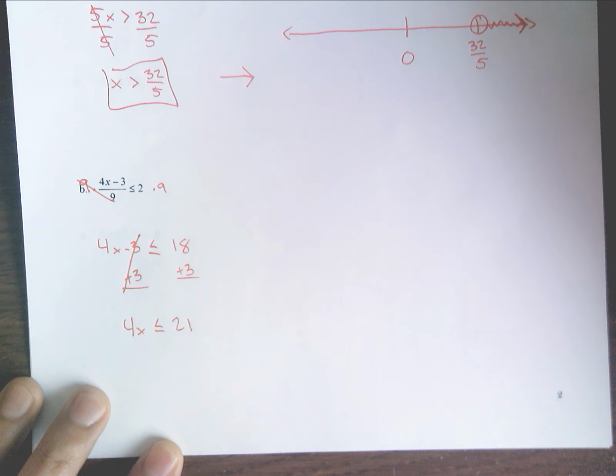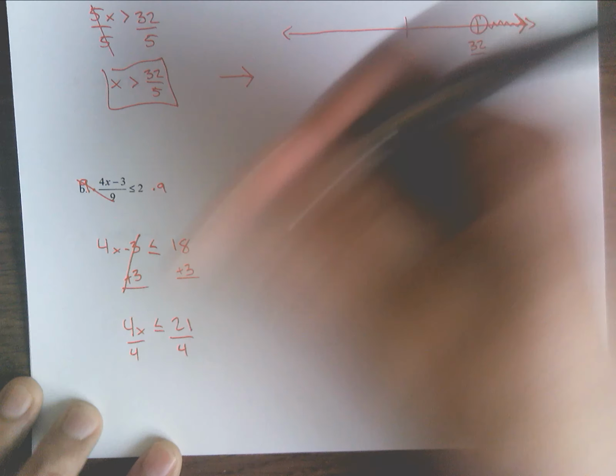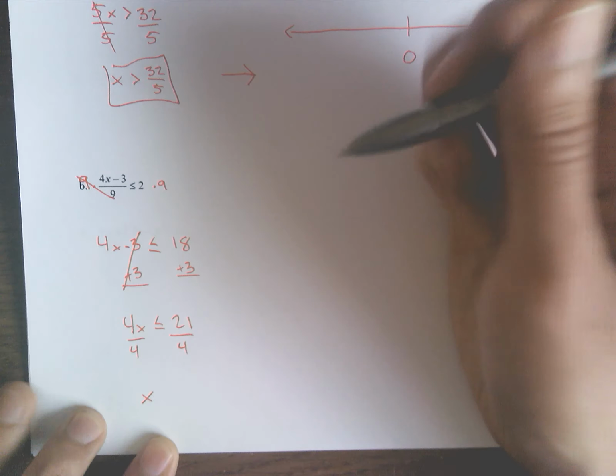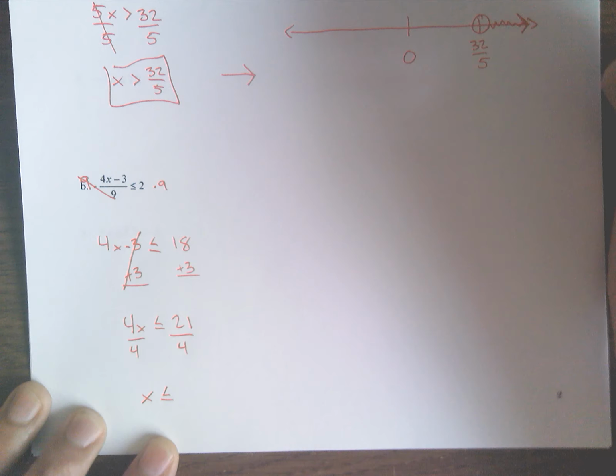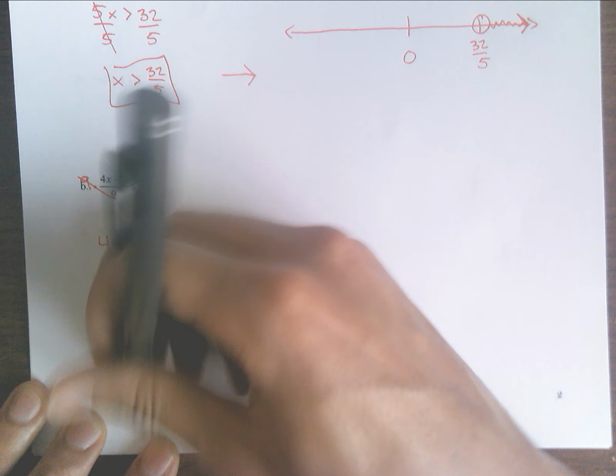And then our last step, we divide by 4. So if we divide both sides by 4, again, 4 is positive, so we don't have to flip the inequality. We have x is less than or equal to, we can't reduce that, so that stays 21 over 4.